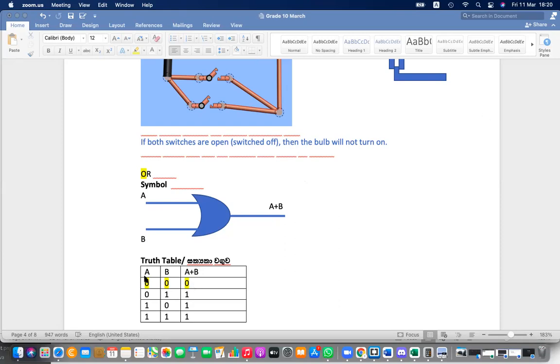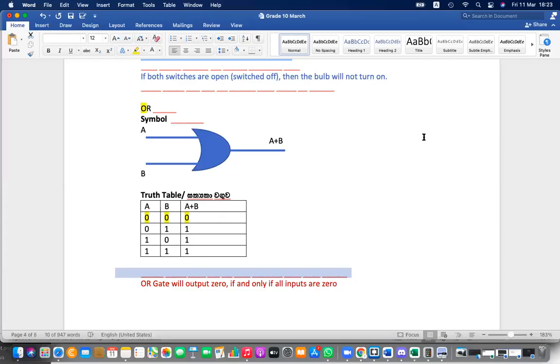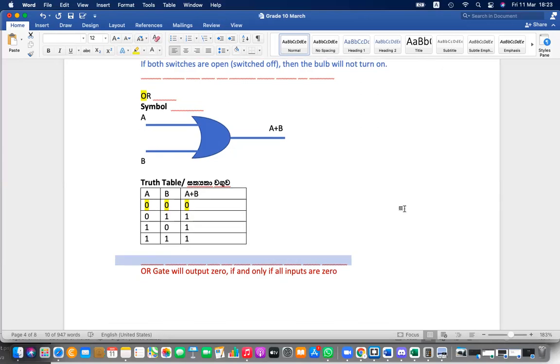And the next thing is very important, the truth table that we drew recently. The special point is this: when both are zero, the output is zero. So please draw this as well. Please write down this special point, highlighted in red color. It's a very important point. Please remember that. It's very, very important.